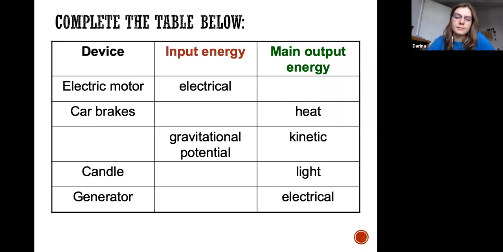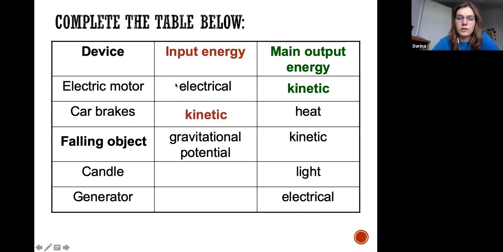Any ideas? Well, it's anything that's going from height to motion, right? So it could be just a falling object. It could be a roller coaster going from the tip down. So for this, any sort of falling object will do.